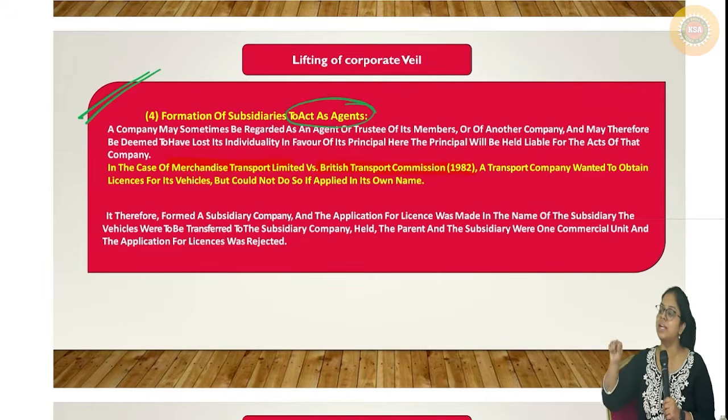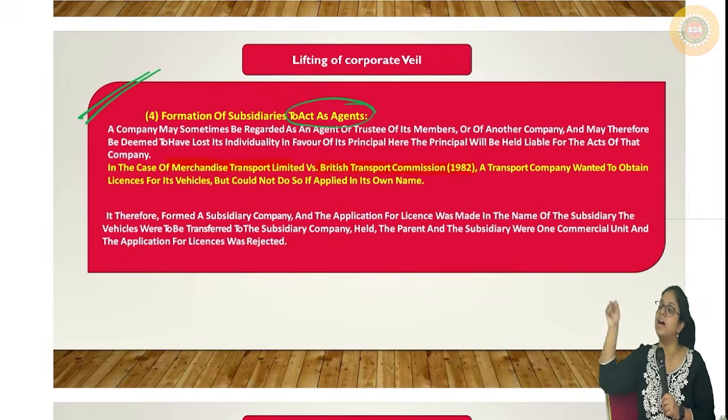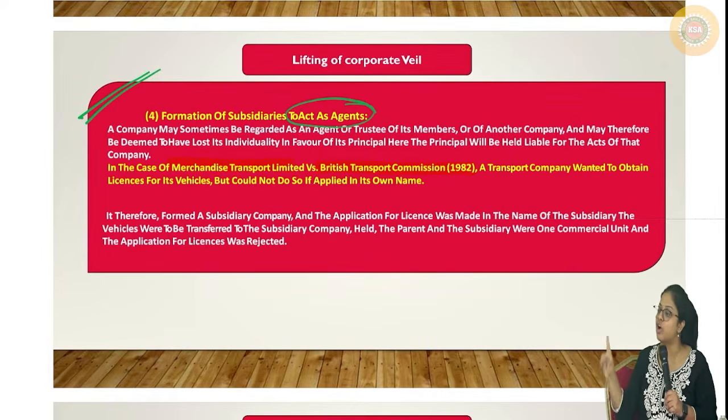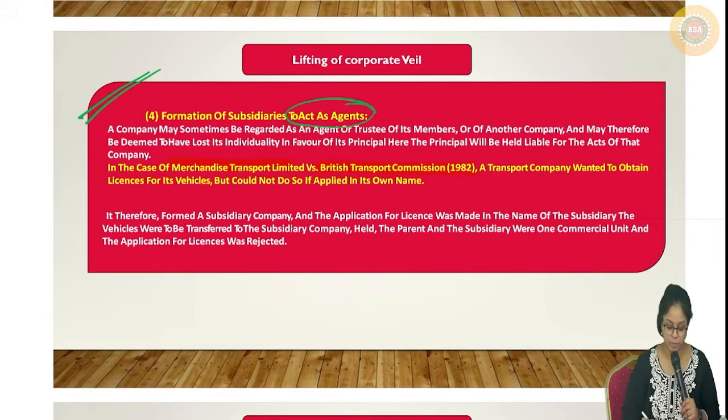But when the department came and looked, they understood that the subsidiary and the holding have the same members. The same people who are the board of directors in the holding company are the board of directors in the subsidiary company. Just because their license got rejected in the holding, they formed the subsidiary and indirectly got the license, which is wrong. So they lifted the corporate veil and said that the company and the members are the same, so your license will be invalid. Are you able to understand, guys?